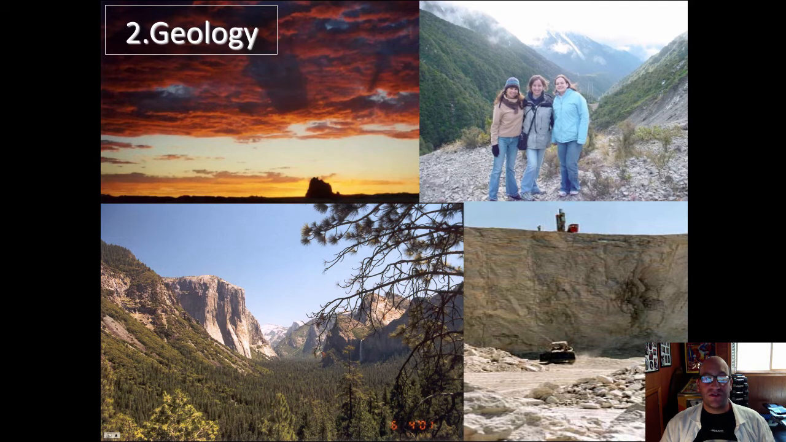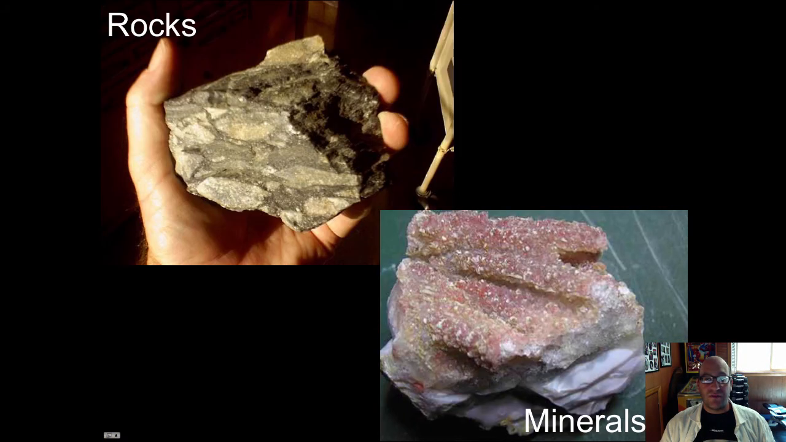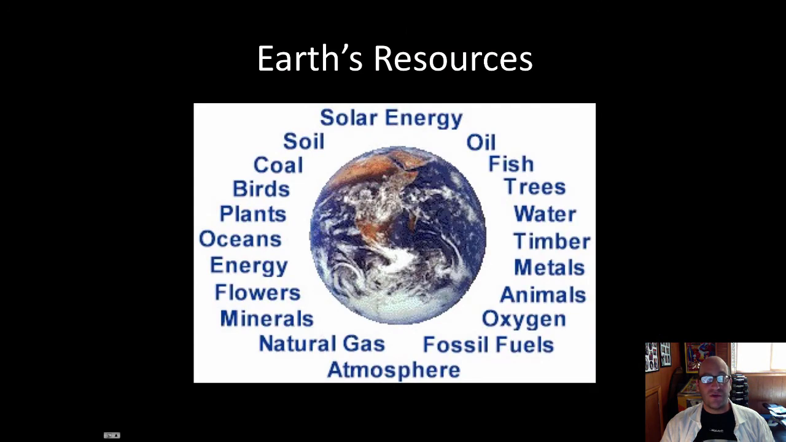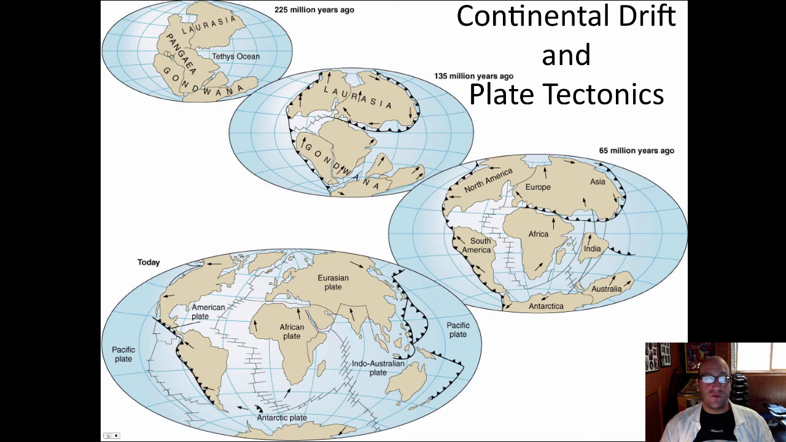So what does geology study specifically? What does that origin and history of the physical Earth include? Well, it includes rocks, minerals, the building blocks of the Earth, Earth's resources, how we use them wisely or how we're not, renewable, non-renewable resources, the things we get from the Earth that we use in our everyday lives. Talks a little bit about how the crust of Earth moves around, continental drift and plate tectonics.